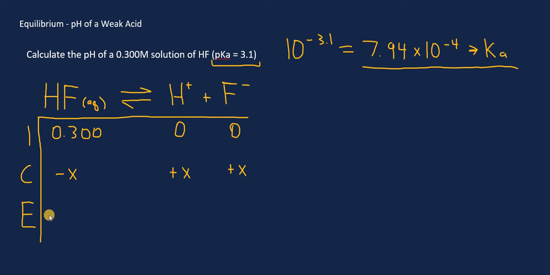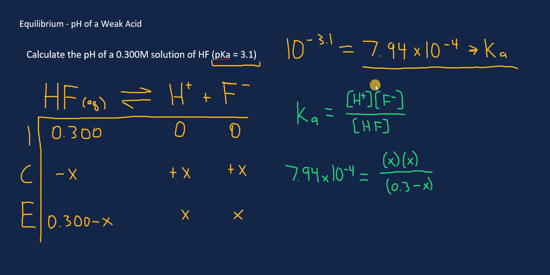So at equilibrium, the concentration of HF is going to be 0.3, which is your initial concentration, minus that x factor that you change by over the course of the reaction. H plus and F minus are both going to be just x at equilibrium, because they start at 0 and they increase by a factor of 1x. At equilibrium, they're both just x. So now we can take these values at equilibrium and use them to set up our equilibrium expression.